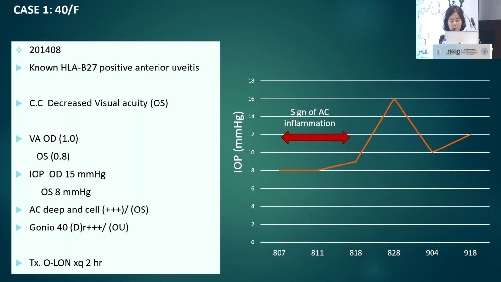The first one is a 40-year-old female who had a history of HLA-B27 positive anterior uveitis, and she came to our clinic due to decreased visual acuity. In her slit lamp examination, she showed intensive anterior chamber inflammation. However, her intraocular pressure was 8, relatively low compared to the normal limits. So we started a steroid eye drop, and after the cessation of the inflammation, her IOP went up to 16.